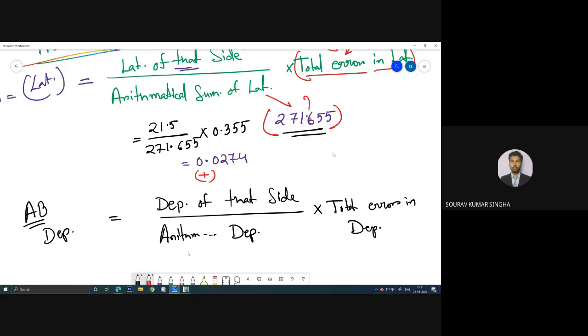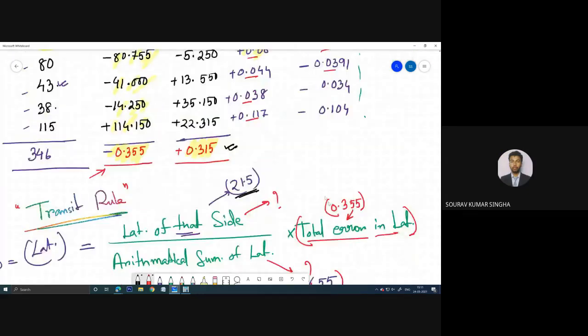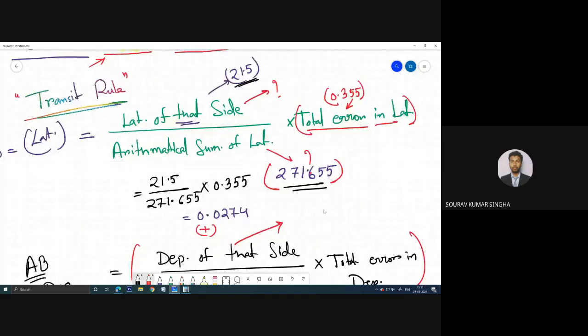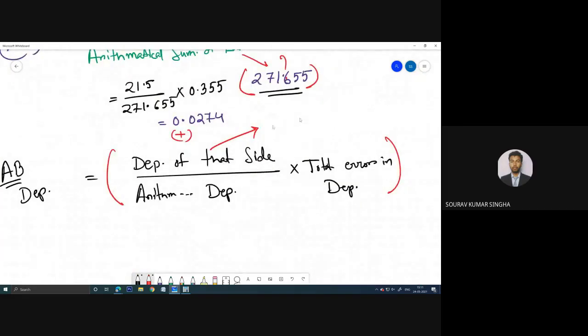Is there any issue regarding this formula? Now just use the departure value, how much? Just 65.45. It is a departure. We never use the sign. Remember, sign is not used when I am using the transit rule. Only 65.45. So I will only write over here 65.45. Clear to everyone?